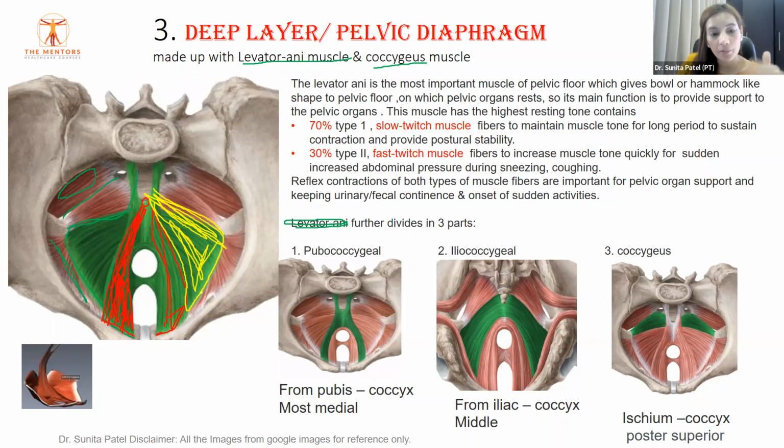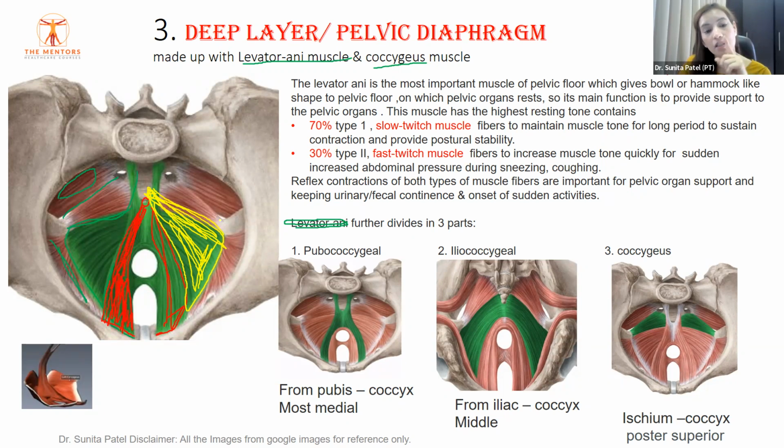Ilio, from the ilium, but not from the ilium directly. Actually, directly it is from the obturator internus fascia, and insertion is going to happen around the coccyx. This is the second part. And these two muscles, pubococcygeus and iliococcygeus, we are calling the levator ani.